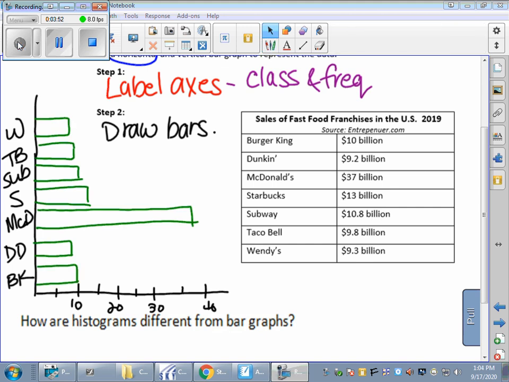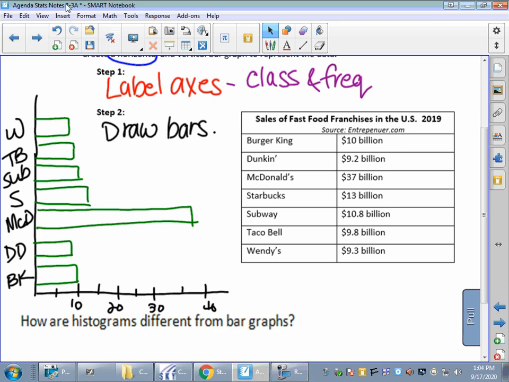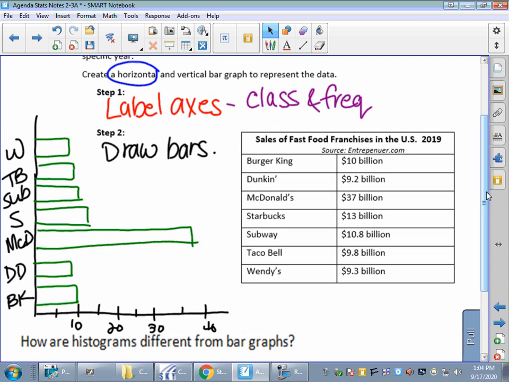I forgot to mention before I hit pause that you should not connect your bars. Bar graphs are not typically connected because it's qualitative data. Think about the labels. We don't have any way to connect them. And again, I always feel like it looks weird as a horizontal bar graph. We're so accustomed to vertical.